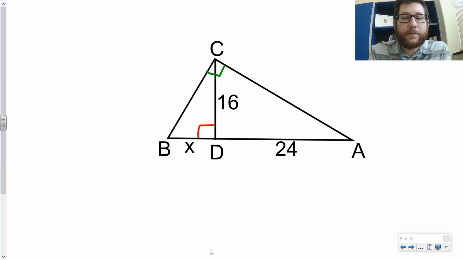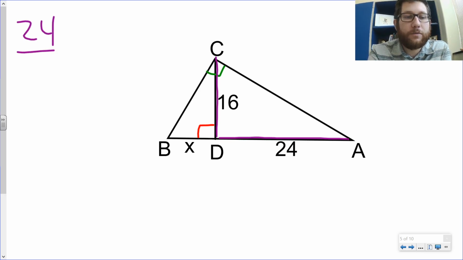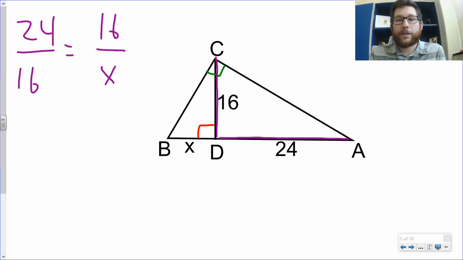We did the medium side over the small side. So we did the medium side of my medium triangle, 24, over the small side of my medium triangle, 16. Then the medium side of my small triangle, that's that shared CD side, over the small side of my smallest triangle. Does that make sense a little bit? All we're doing is medium side over small side on one triangle. We're going to look at the next triangle, medium side over small side, and then we would go ahead and solve this.